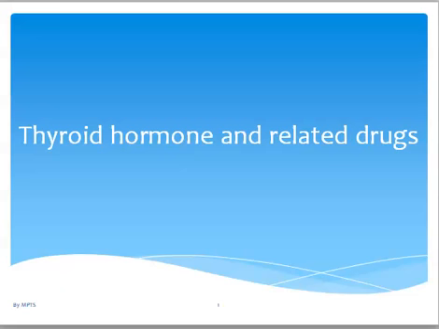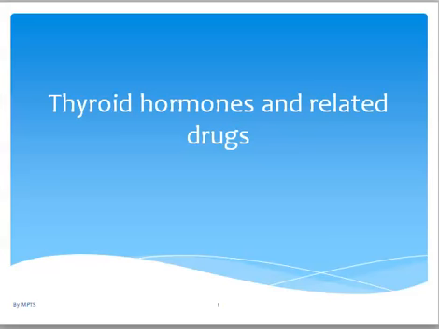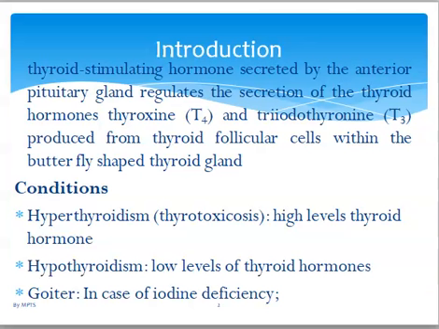Today we shall be discussing the thyroid hormones and related drugs. Of course, we know from the introduction to endocrine, I talked about the thyroid, the TSH secreted in the anterior pituitary that regulates the secretion of the thyroid hormones, which are T4, the thyroxine, and triiodothyronine, T3. Of course, these are produced from the thyroid follicular cells within the butterfly-shaped thyroid gland located in the neck. Of course, we know where it is located.